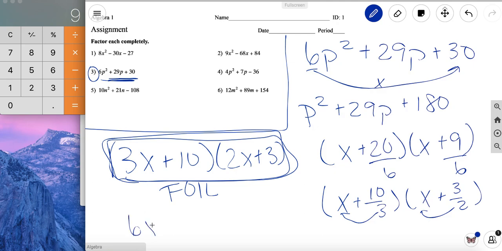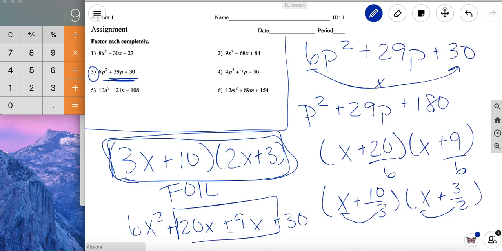So I FOIL it. Yes, I'm doing this fast, but it's because I've had a ton of practice of this. All I did was F, okay, 3x times 2x, which gets me 6x squared. O, outside, 3x times 3, which gets me 20, I switched to letters, but it's okay. I did 10x times 2x, which gets me 20x. O, which 3x times 3 gets me 9x. And then L, 10 times 3, which gets me 30.